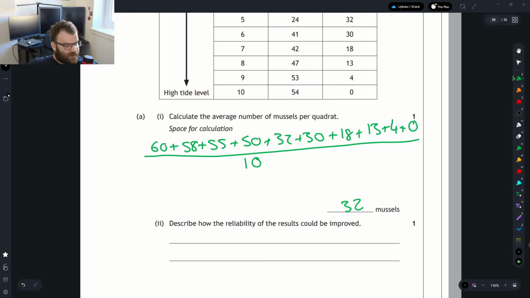To increase the reliability, we want to have more results, so we want to repeat the experiment. So we'll have more quadrats, or you could have more sites to go further along, do more parts of the shore. That would work as well. Have more of them, that would work.